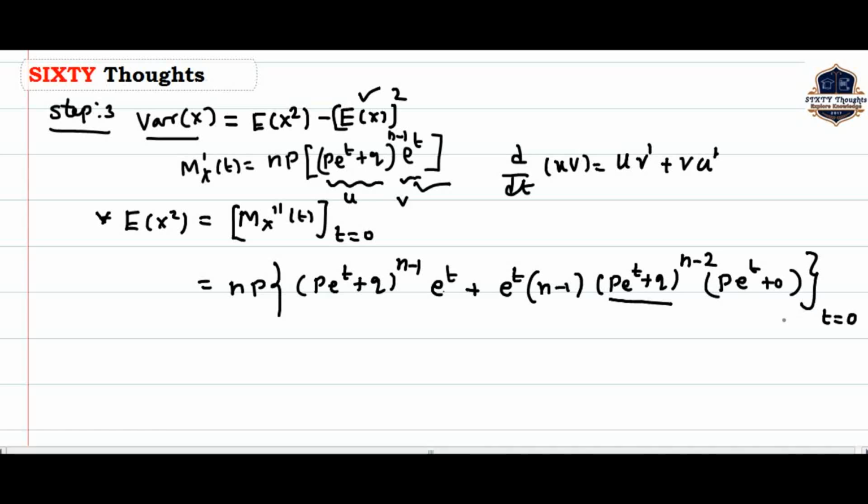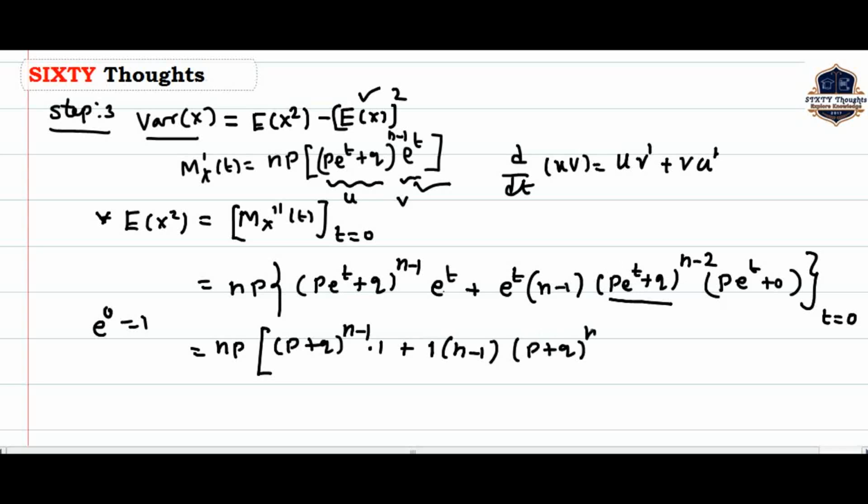Okay. So now wherever t, substitute t equal to 0. If we substitute t equal to 0 in this equation, we get np into, we know e power 0 equal to 1, so we get (p plus q) power n minus 1 into 1. Coming to this term, e power 0 means 1, 1 into n minus 1. If we substitute here, we get (p plus q) power n minus 2 into p. Okay. So now you simplify this.